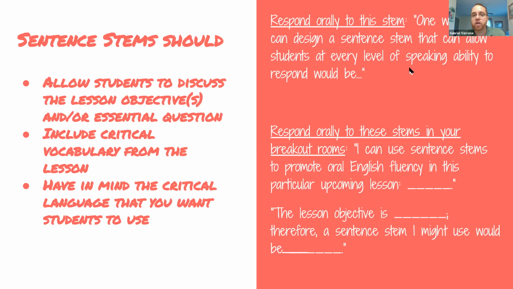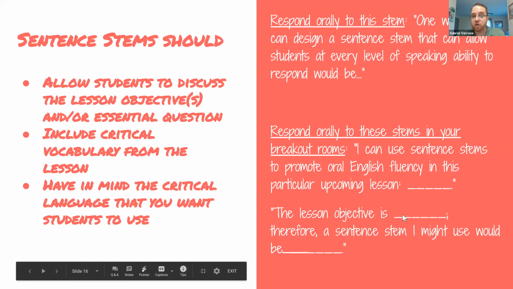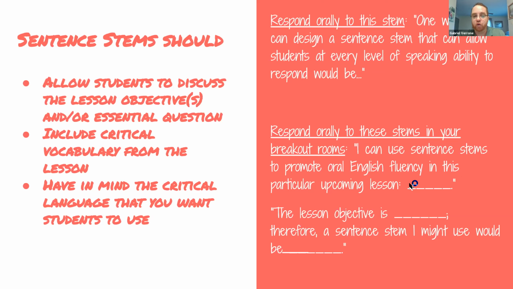So I just want you to choose one of these stems down here. I can use sentence stems to promote oral English fluency in this particular upcoming lesson. So think about a lesson you're going to teach tomorrow, or a lesson you're going to teach later in the week. Ostensibly, you've done your lesson plans. You have some idea what you're going to teach this week. So let's say you have a lesson coming up and you're like, oh, I don't have any sentence stems. Or maybe you're a go-getter and a super high achiever and you have some already written. Use one of those, okay?